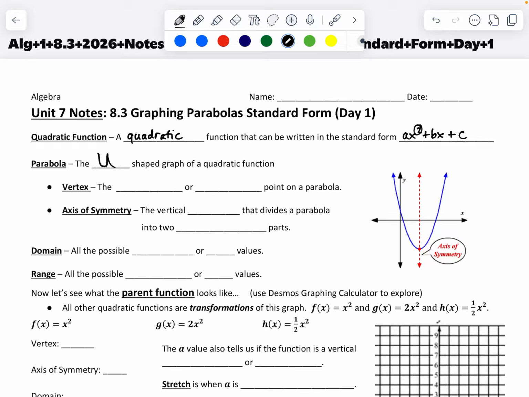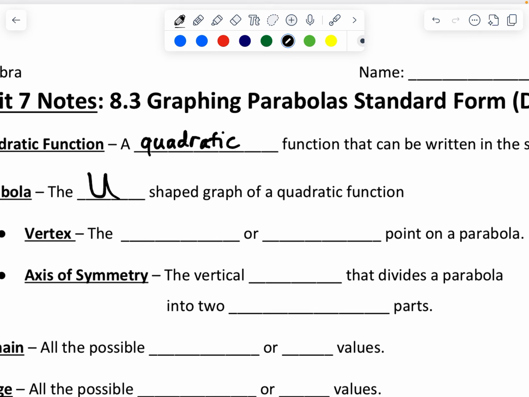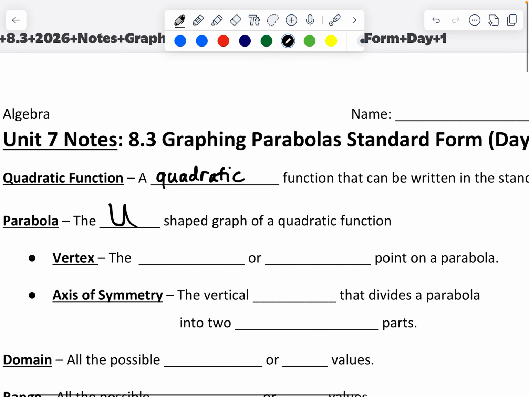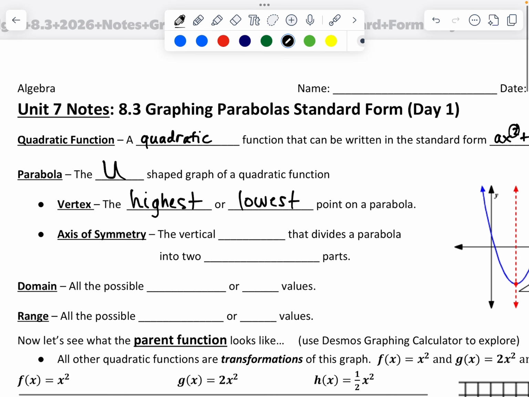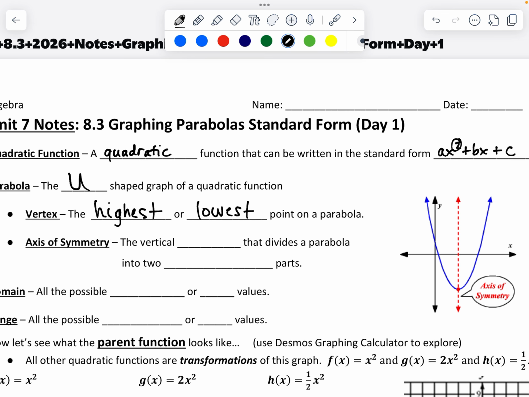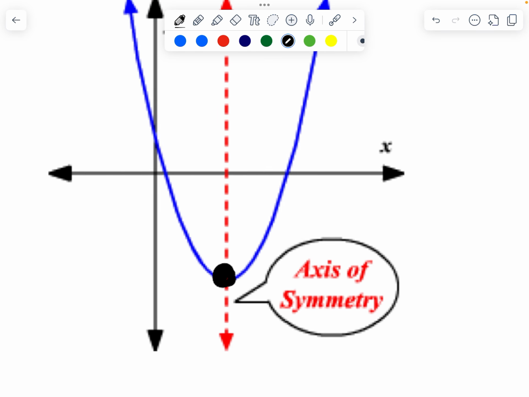All right, the vertex. You guys saw some of this vocabulary last year when we were looking at these parabolas. So the vertex is the highest or lowest point on a parabola. So this one over here, this point down here, that is the lowest point on the parabola. If a parabola looked like this, it would be the highest point for the vertex.